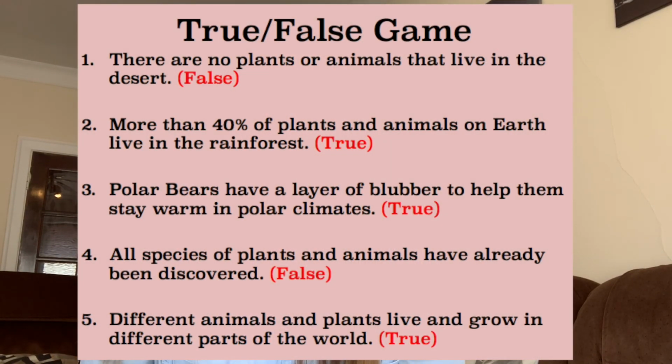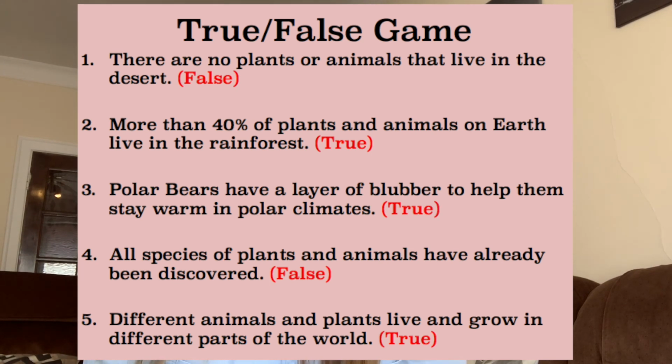Okay, here are the answers. So number 1 is false. Even though the desert is a very hot and dry climate, there are still different types of plants and animals that live there. Number 2 is true. Rainforests have a lot of biodiversity and a lot of different plants and animals that live there. So they do in fact make up more than 40% of plants and animals on Earth.